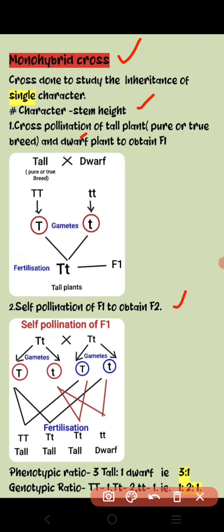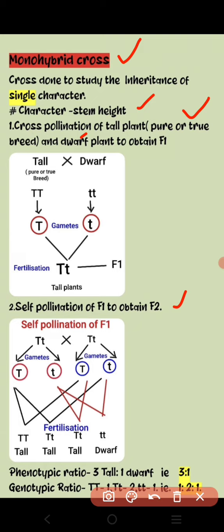So the first step is the cross-pollination of tall plant. And here the tall plant is pure or true breed. What is this pure or true breed? This is a plant that has undergone 5 to 6 times self-pollination or back cross. For what? To make it homozygous. Okay, so that is the true breed or pure breed.